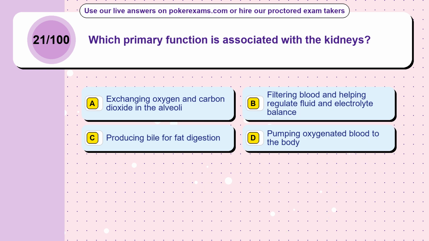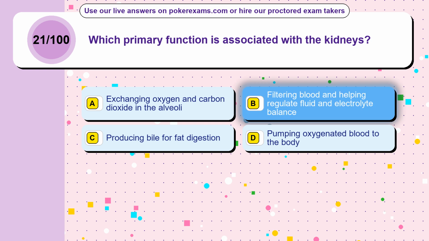Question 21. Which primary function is associated with the kidneys? Option A. Exchanging oxygen and carbon dioxide in the alveoli. Option B. Filtering blood and helping regulate fluid and electrolyte balance. Option C. Producing bile for fat digestion. Option D. Pumping oxygenated blood to the body.